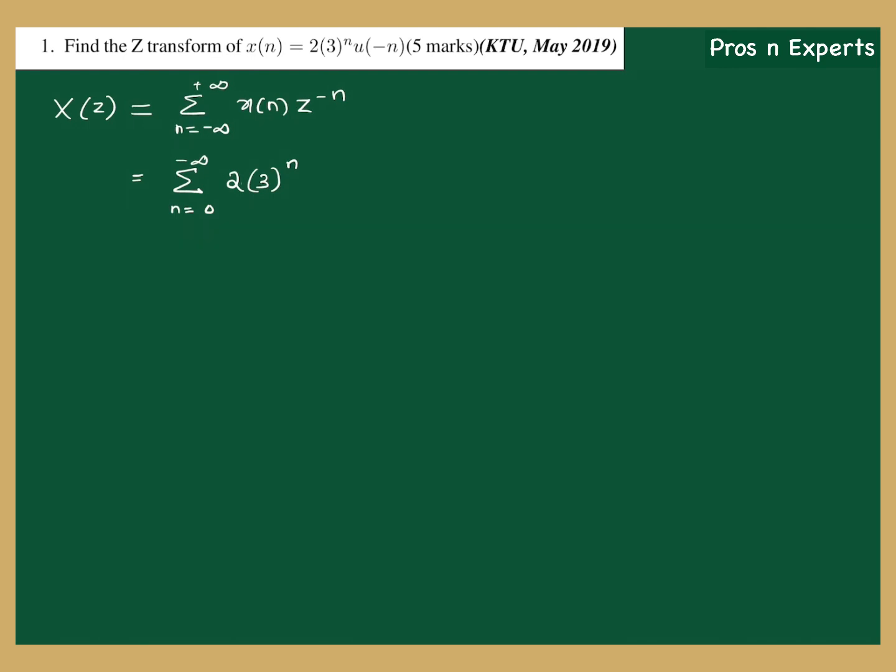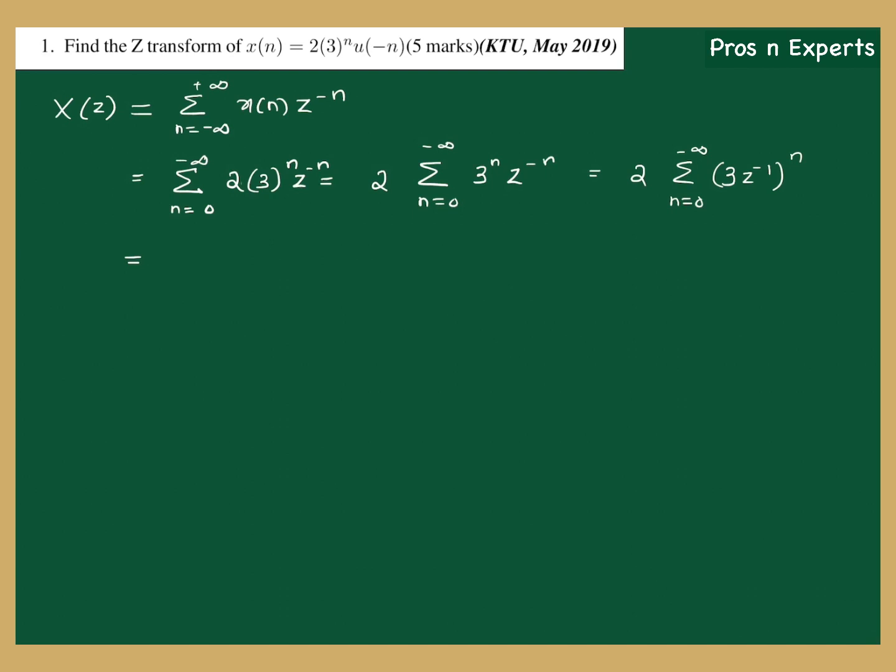So this is equal to 2, which is a constant, so I can take it outside the summation. So n equal to 0 to minus infinity, 3 raised to n. There is a z raised to minus n here, because in the definition z raised to minus n is there, x of n into z raised to minus n. So x of n, that is 2 into 3 raised to n, into z raised to minus n. Or I can write it as 2 into sigma n equal to 0 to minus infinity, 3z inverse the whole raised to n. That is also right.